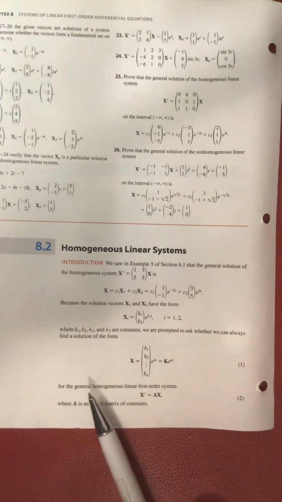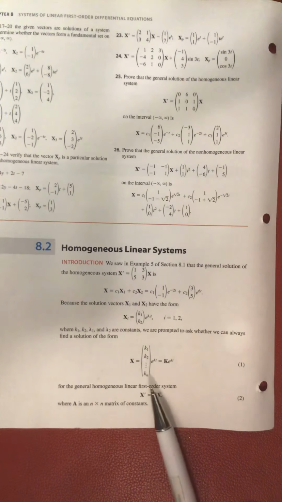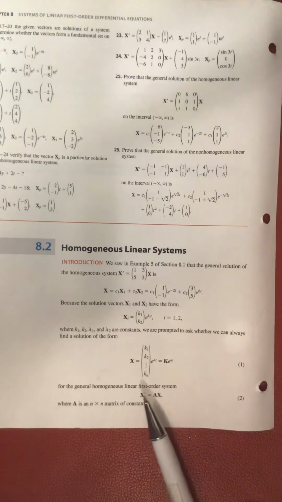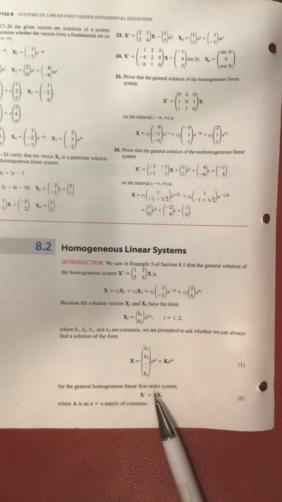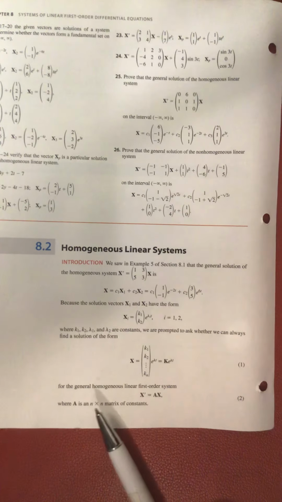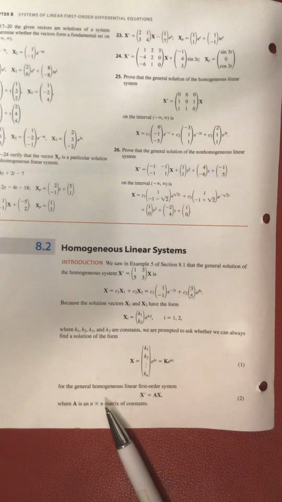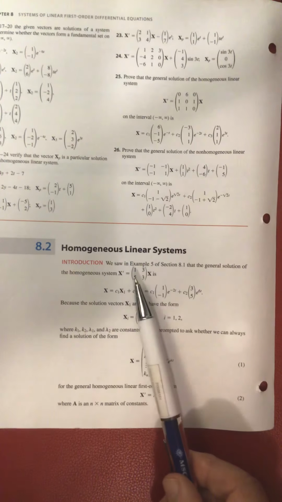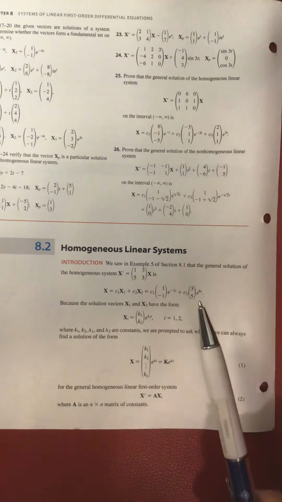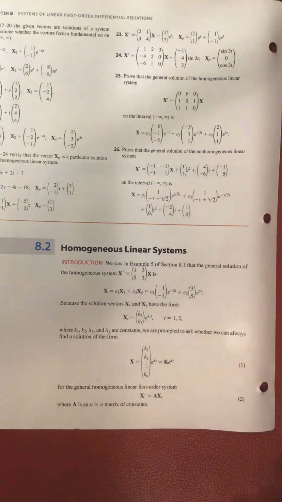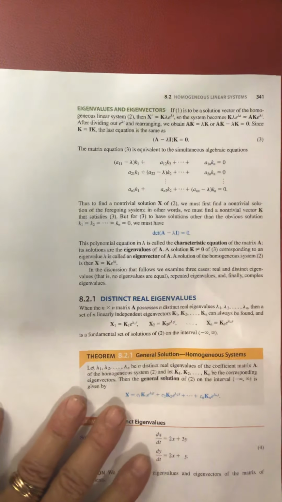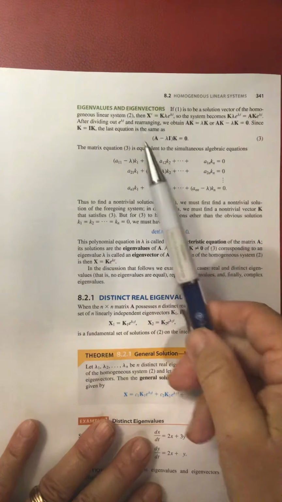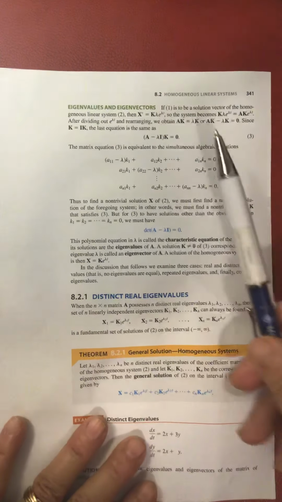So if we have a general linear first order system, x prime equals A times x, where A is an n by n matrix. Okay? That's the coefficient matrix. Here's a 2 by 2 in this case. When we have that situation, we can try to solve the system, and we do it using what we call eigenvalues and eigenvectors. So here's the theory of it, and then we'll use it to do it.